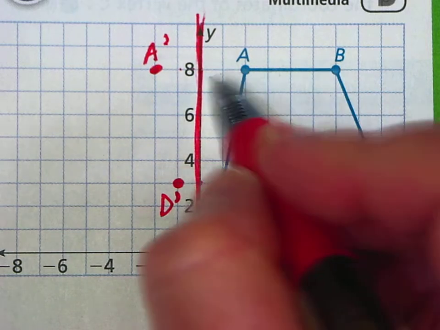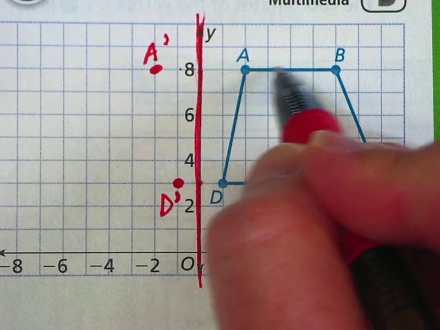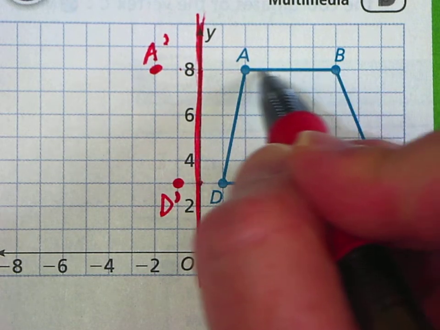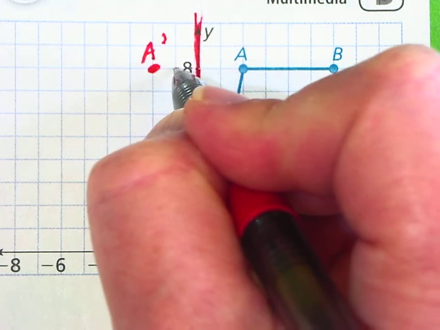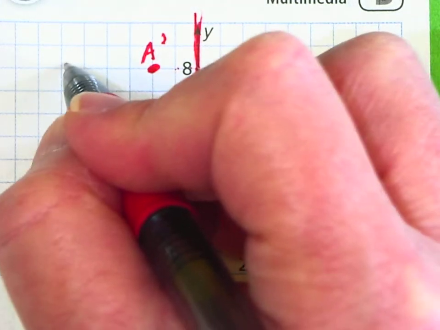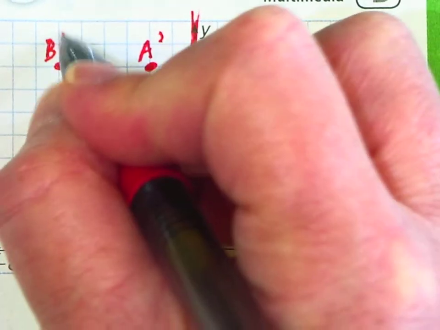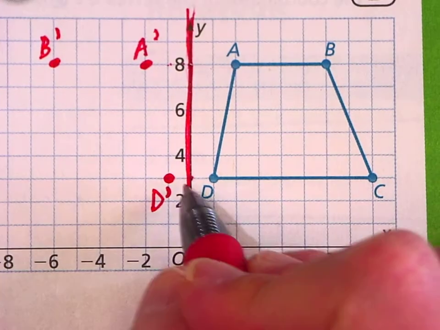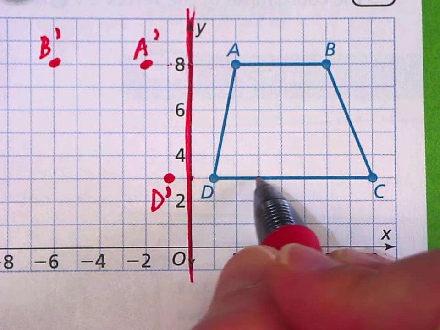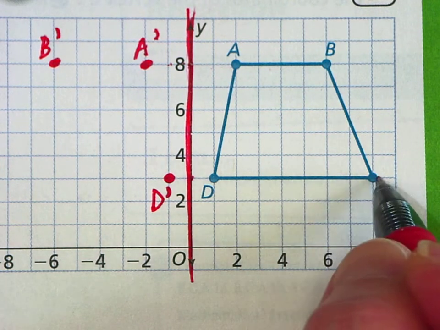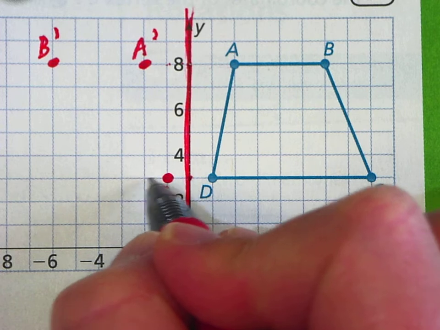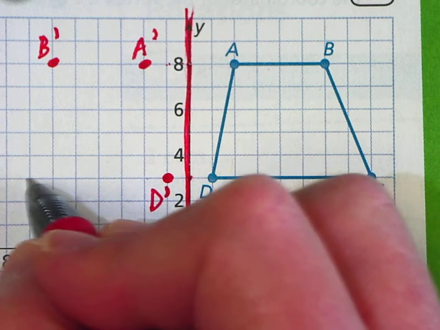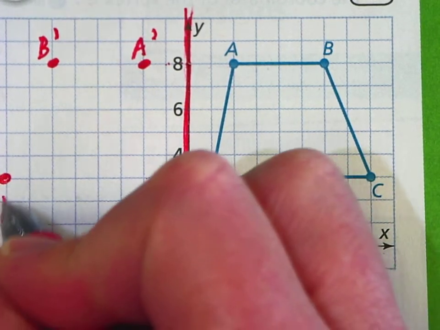Okay, so let's do B. B is 6 units to the right. I'm going to go back to the center and count 6 units to the left: 1, 2, 3, 4, 5, 6. So that's going to be B prime. And then C is 8 units to the right. I'm going to go back to the center and count 8 units to the left: 1, 2, 3, 4, 5, 6, 7, 8. That would be C prime.